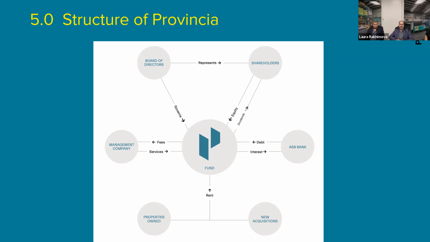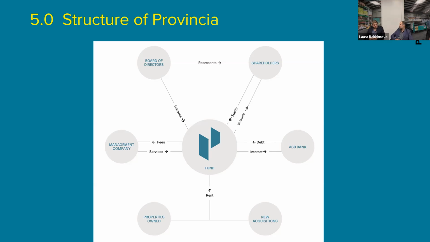ASB is currently our main bank, and they provide the funding for the properties. Shareholders obviously provide their investment, which is the equity part of the equation, and in return they receive a dividend, and we pay dividends on a quarterly basis. Also the fund has a board of directors. On the board there's one director representing the management company, and two directors representing the shareholders. So there's a really good spread there, and that makes sure that shareholders get a say through their representatives on the board in how the company runs.